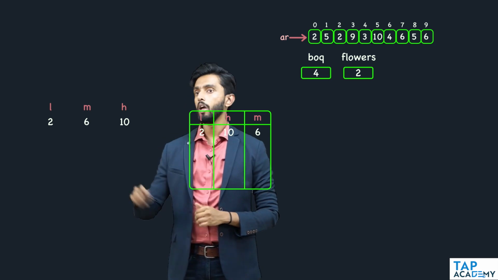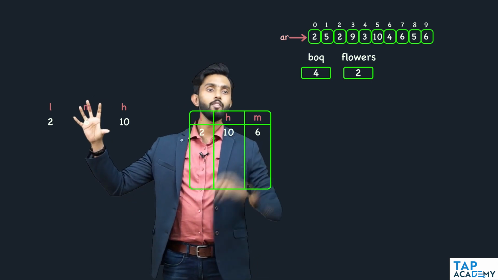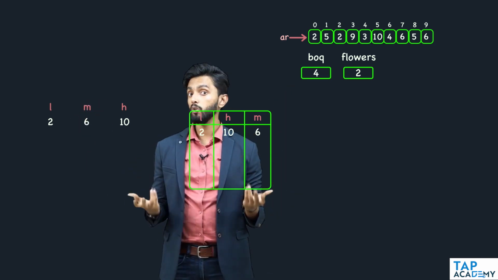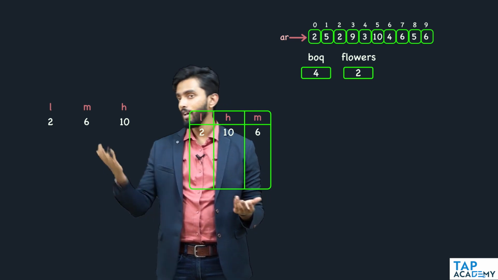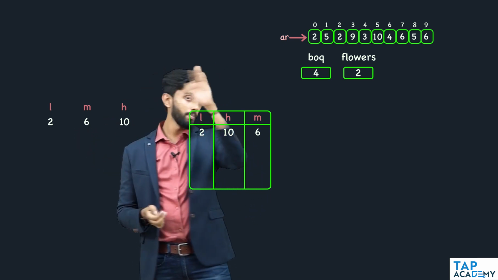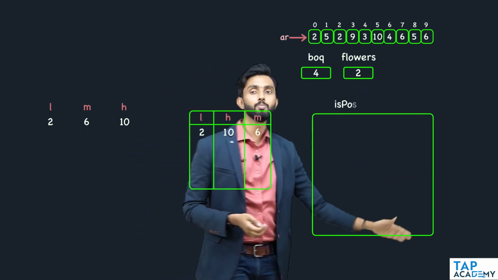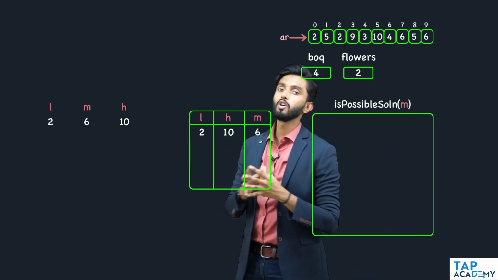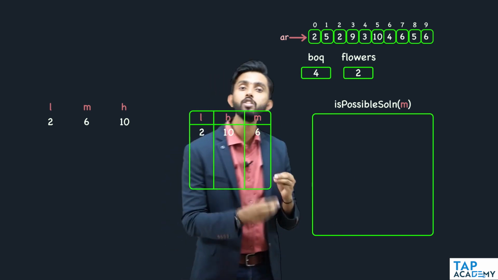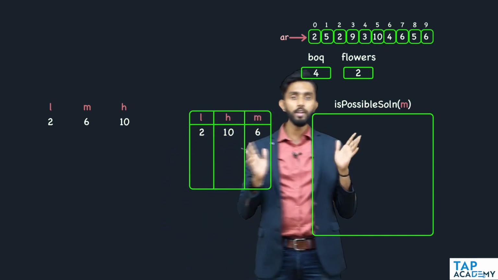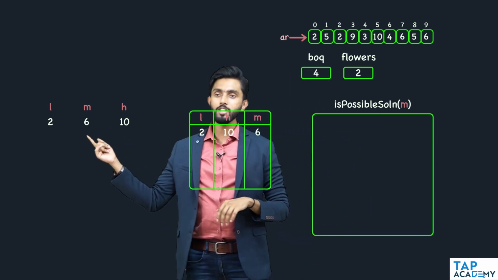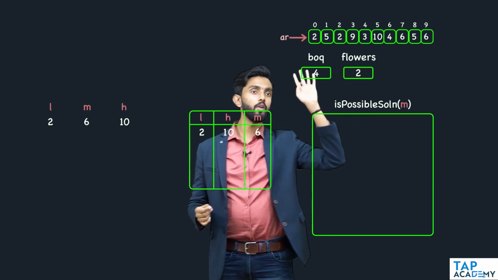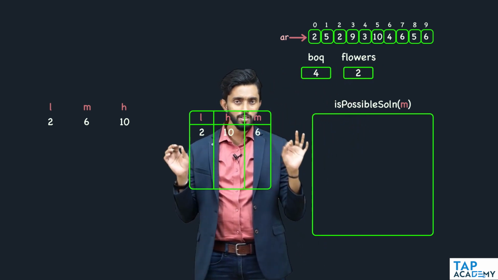I hope you're able to think. I'm assuming the 6th day is the day where I'll have enough flowers, but I need to check whether it's a possible solution. So what I will do is pass this m value to my function isPossible. Now just the logic of isPossible may slightly change. Now how are we going to check whether on the 6th day you will have enough adjacent flowers to create 4 bouquets? If you ask me, simple.